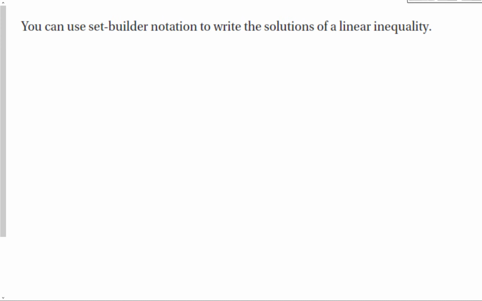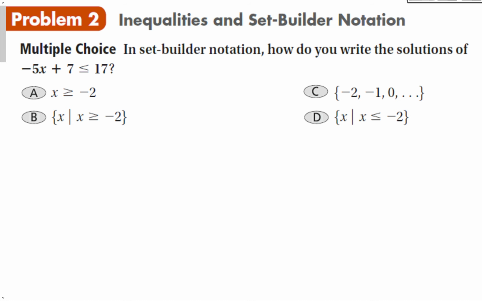We can use set builder notation to write the solutions of a linear inequality. So when we do this, first I'm going to have to solve the inequality, and then I can use set builder notation to write all the solutions of this particular inequality. So let's solve it first. Negative 5x plus 7 is less than or equal to 17.